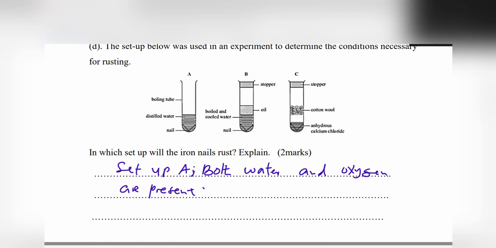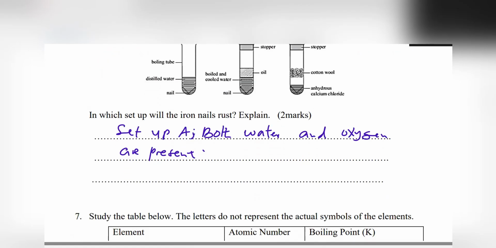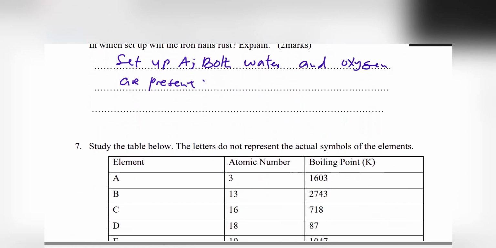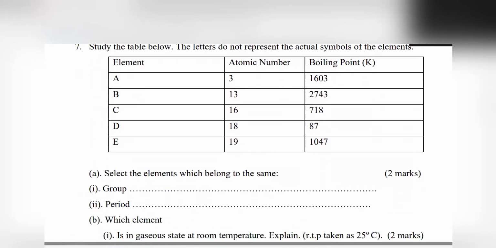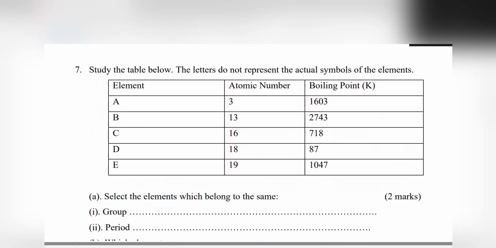Those two are the conditions necessary for rusting to take place. We move to question number 7. In question number 7, study the table below. The letters do not represent the actual symbols of elements.